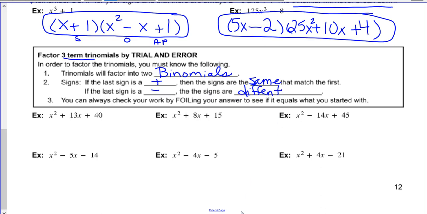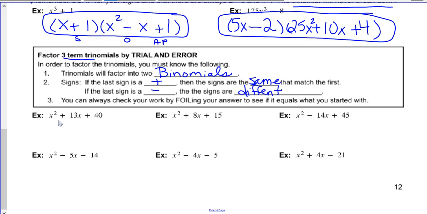And the third thing I want you to remember is that you can always check your work by foiling your answer to see if it equals what you started with. That is so important in math. Sometimes we don't reiterate that enough, but it is so important to check your work. Sometimes we don't have the time to, we think, but it is so important.